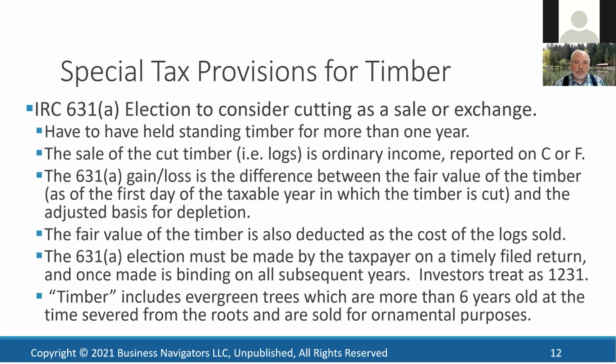Timber under the 631A definition includes evergreen trees, which are more than 6 years old at the time severed from the roots and are sold for ornamental purposes. So it includes Christmas trees, but only Christmas trees that are cut. So if we have somebody that's selling live Christmas trees, they dig the root ball up and sell the live trees, they don't qualify for 631A treatment. They actually have to be severed from the root, so it's a cut tree that gets the 631A provision.